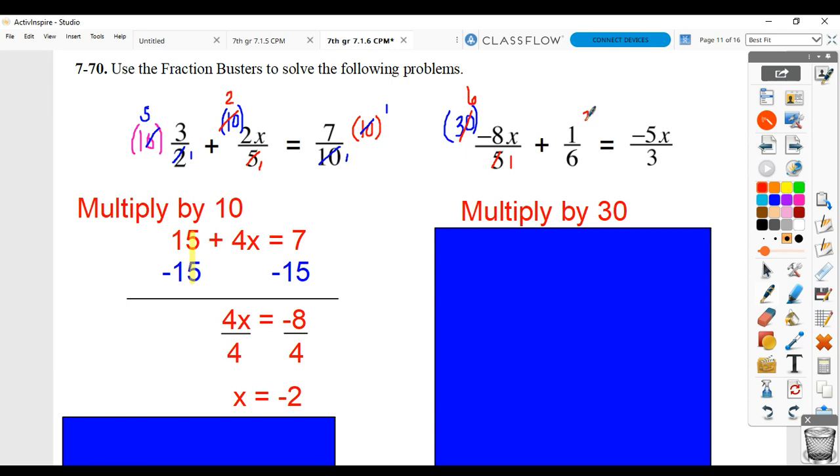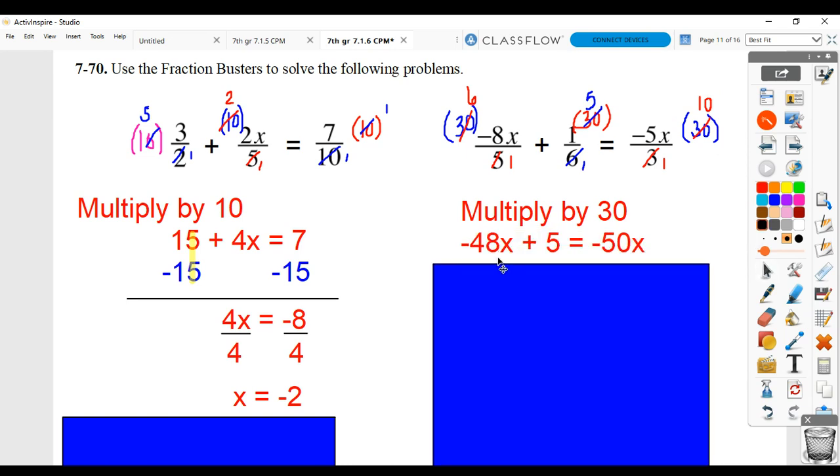We're going to multiply this term by 30. Again, the 30 and the 6 will simplify. 6 divided by 6 is 1. 30 divided by 6 is 5. 5 times 1 is 5. And we're going to multiply this term by 30. 30 and 3 will both simplify. 3 divided by 3 is 1. 30 divided by 3 is 10. And 10 times negative 5x is negative 50x.